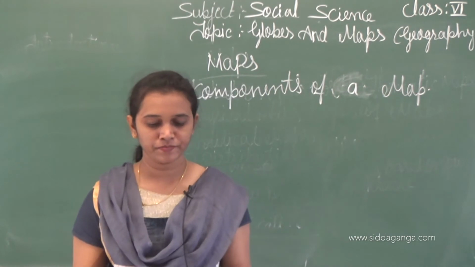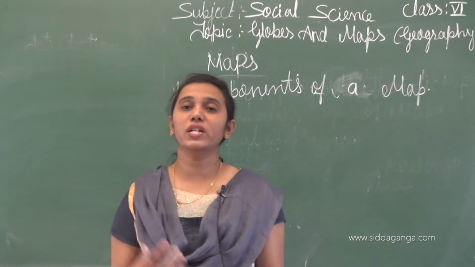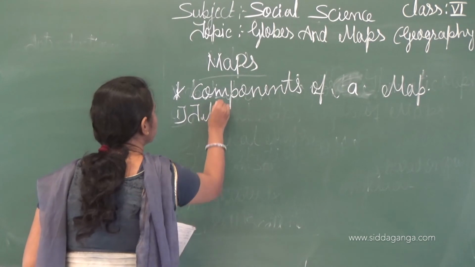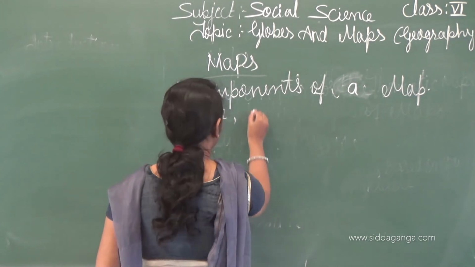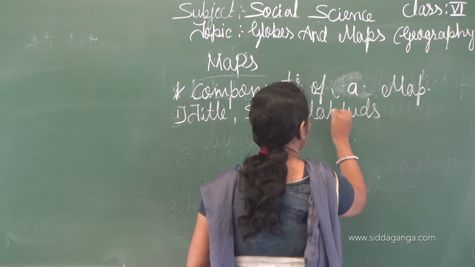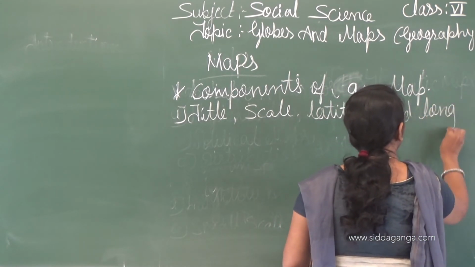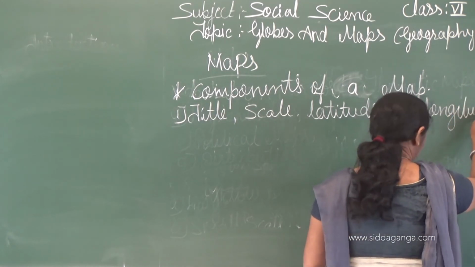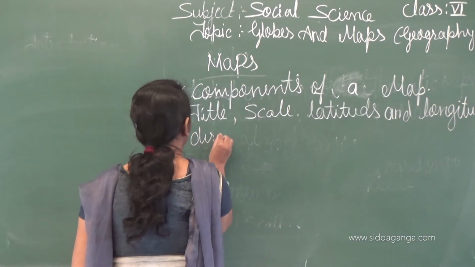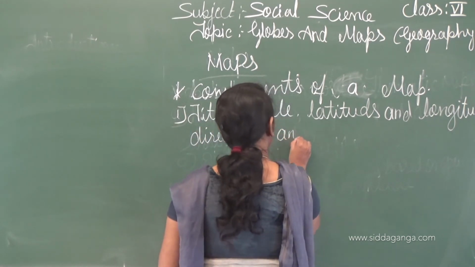Okay, see here, children, what is needed to make a map? When we are making a map, what is needed, children? The basic components of a good map are title, next scale, and then latitudes and longitudes, direction, and then index also we need, children.